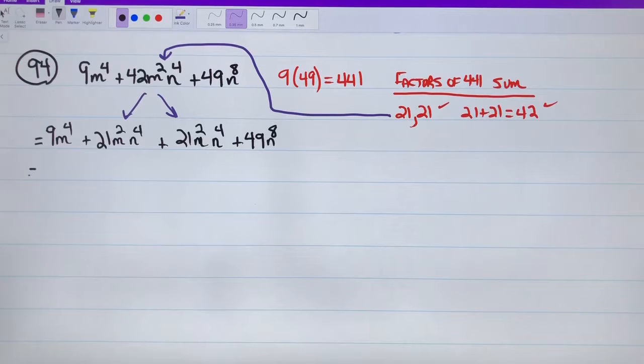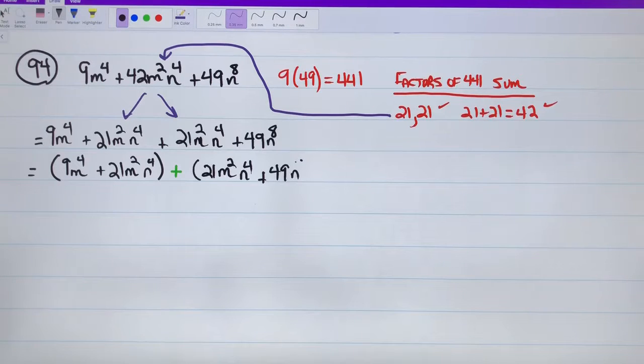Now entering the stage where we are grouping. So we have 9m to the fourth plus 21m squared n to the fourth. The middle operation we have is going to be addition. So we have plus the quantity 21m squared n to the fourth plus 49n to the eighth.